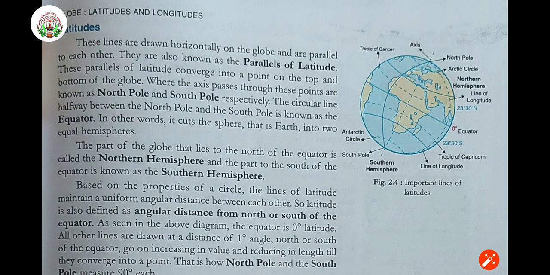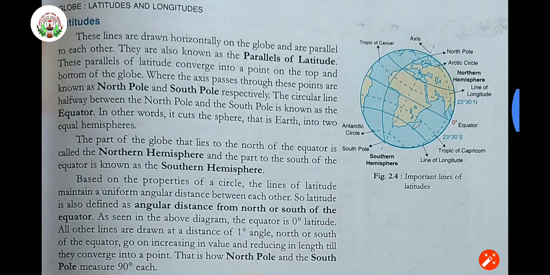respectively. The circular line halfway between the North and South Pole is known as the equator. You can see in diagram 2.4c, equator is 0 degree and the lines are drawn parallel to each other, right? So that 0 degree is the equator. It is going to divide the earth into two equal hemispheres, right? The upper part is called the northern hemisphere and the lower part is called the southern hemisphere, right?